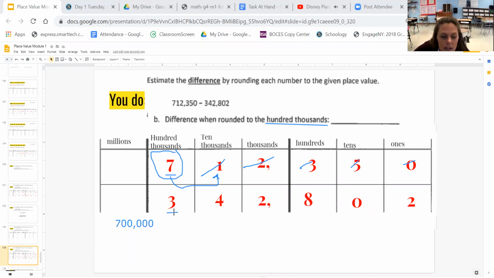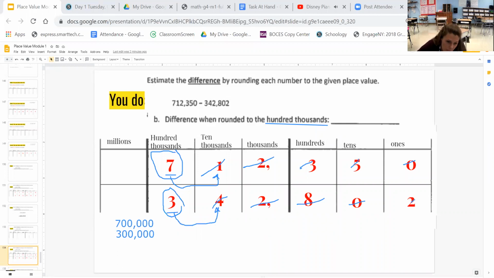And then my next one is 342,802. Again, rounding to the nearest 100,000. We'll look to the right. We'll say our riddle. 0 to 4, stay on the floor. Because it's between 0 and 4, this number is going to stay. All the other numbers behind it become zeros, which gives us 300,000.